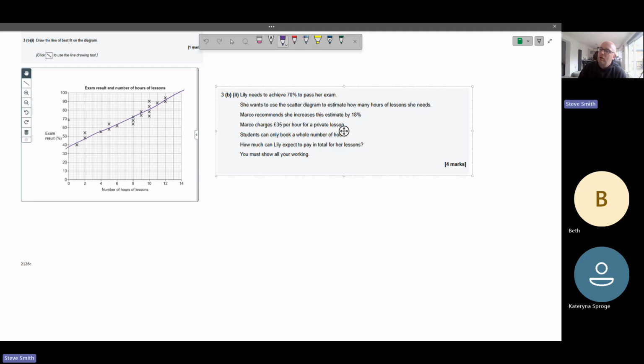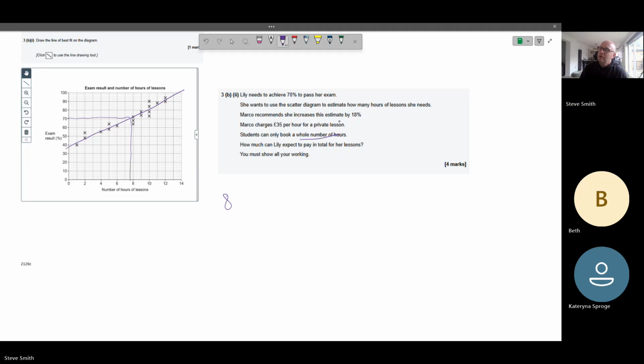70% to pass. So on my line of best fit, I'm going along. Oh, again, trying to stick to the line as possible. Right, then it hits the line there, so I'm going down. Okay. So it looks like she needs 7.5 hours, but I'm only allowed to use whole number of hours. So she's going to take 8 hours.